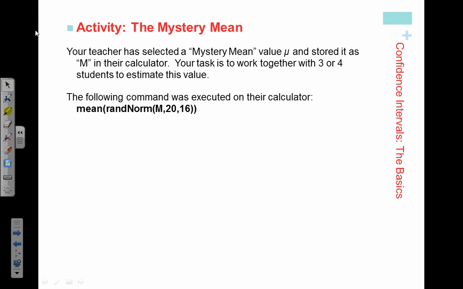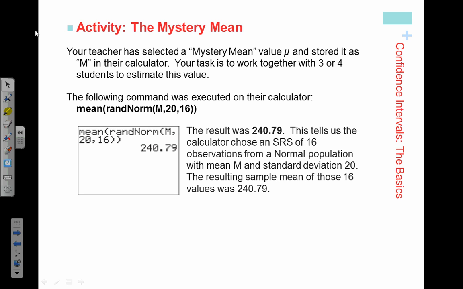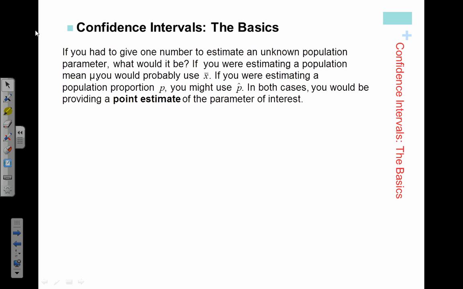Now, your teacher has selected a mystery mean value and stored it in their calculator. Your goal is to work through and find what that value was. The value is 240.79. Basically, what this tells me, when you do the mean and random norm, is that the calculator chose a sample of 16 observations with a standard deviation of 20 and got a mean of 240.79. That's a problem that we did as an activity. We don't need to do it today, and we'll go through that later.